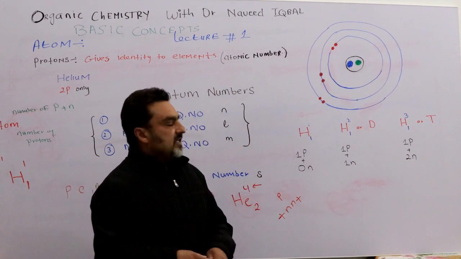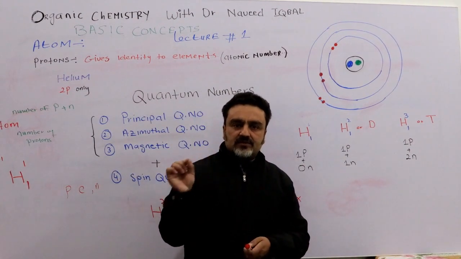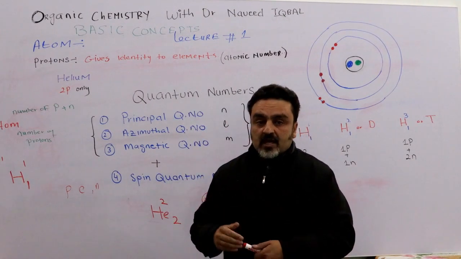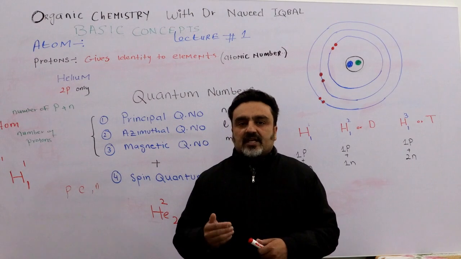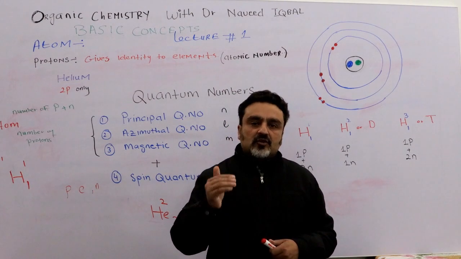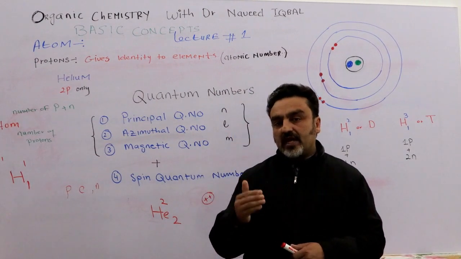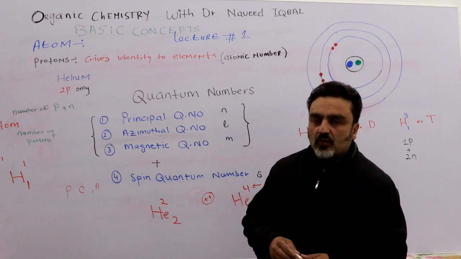Now let's move to another thing, the electron. What is an electron? An electron is a particle which is very light and negatively charged. As we are chemists, the electron is much more important for us, so we have to study this electron in a little bit more detail.